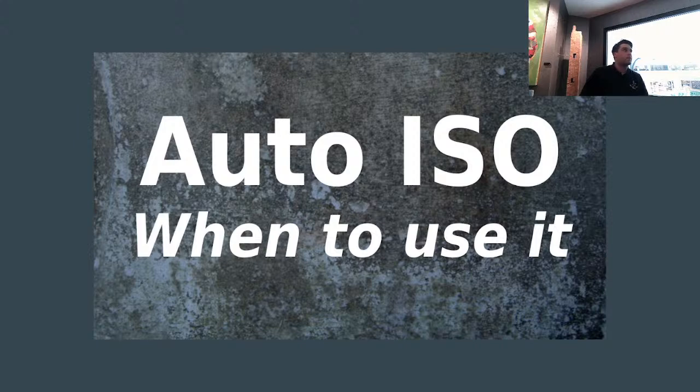Auto ISO, places I would use it is if maybe you're coming to the zoo, one of my favorite examples, because when I think of the zoo, I think of the fact that you're outside.